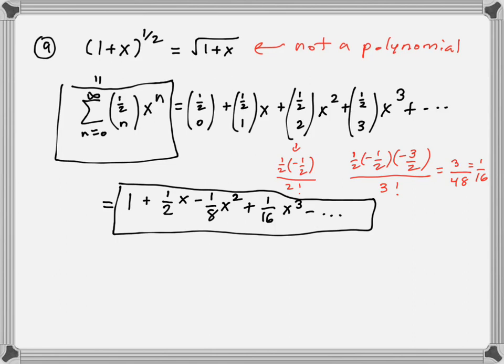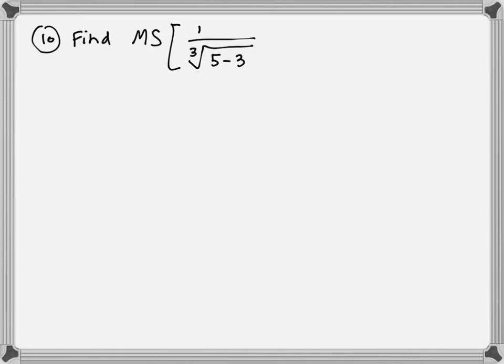Let me do one more example to show you that you don't even need a 1 to be there in this problem, or even an x. So this will be a tricky one. This is number 10. I want us to find the Maclaurin series for the function 1 over the cube root of 5 minus 3x. So 1 over the cube root of 5 minus 3x is the same as (5 minus 3x) to the negative 1/3 power.